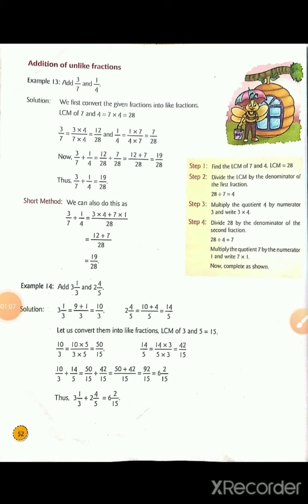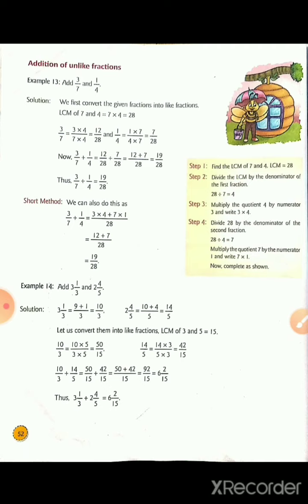For the solution, there is an example in your book, page number 52. Example 13: add 3 by 7 and 1 by 4. We can see that 7 and 4 are the denominators of the first and second fractions respectively. They are different, so these are unlike fractions. To add them, first we have to convert the given fractions into like fractions, as we studied during comparing and ordering fractions.